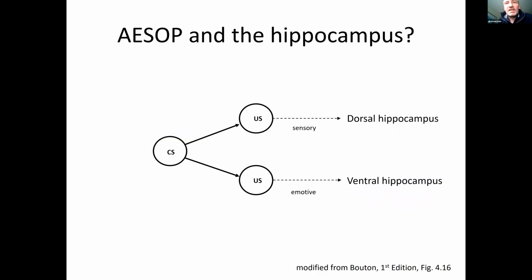And one interesting possibility is that this difference between sensory and emotional hippocampus might map onto ideas that Wagner went on to suggest in later iterations of his model, when he suggested that memory representations have both a sensory and an emotional component. So there are sensory elements and emotional elements, and these are processed on slightly different timescales, but according to the same rules as SOP. And so maybe the sensory components of memories are represented in the dorsal hippocampus, whereas the emotional components are represented in the ventral hippocampus.